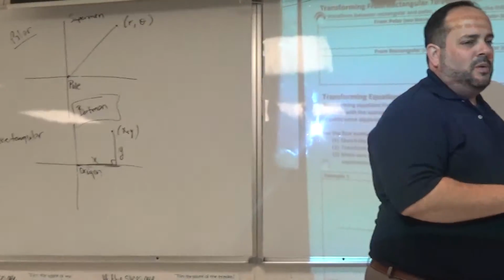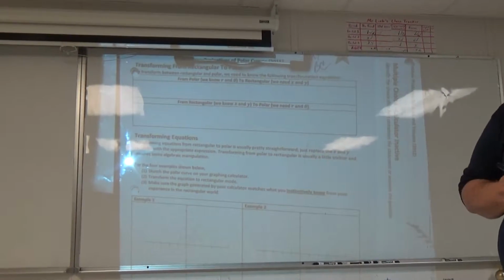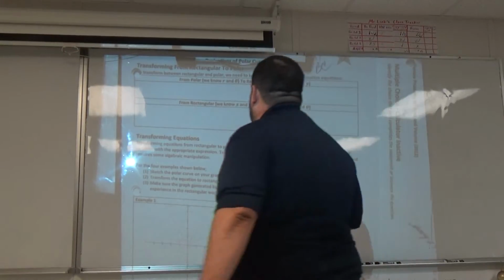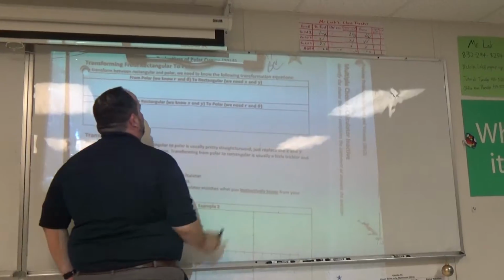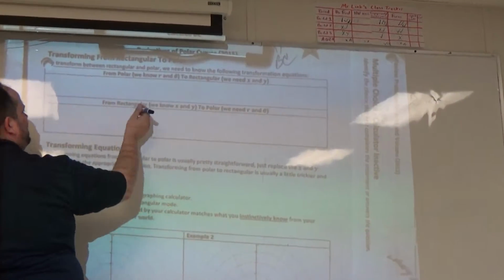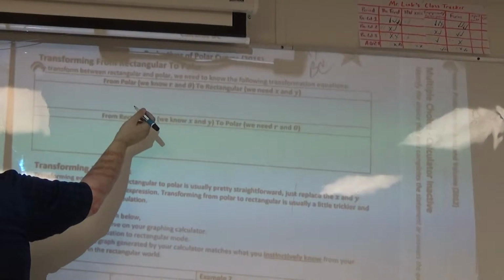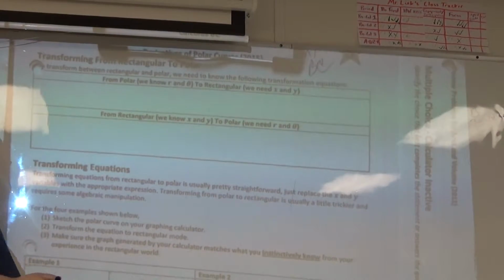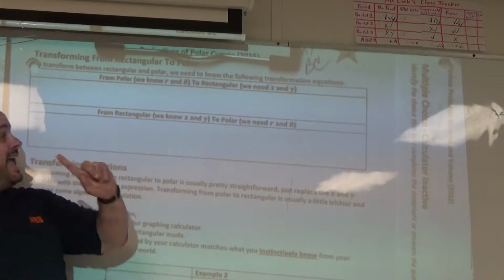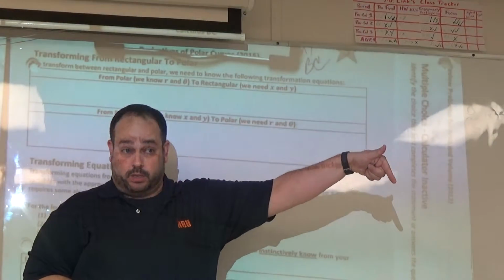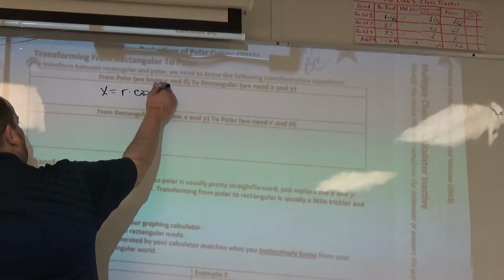I need transformation equations so they can speak to one another. If you're going from polar over to rectangular, you know the radius and the angle, and what I want is the x and the y coordinates. x equals r times cosine theta. So the x coordinate is r times cosine theta.